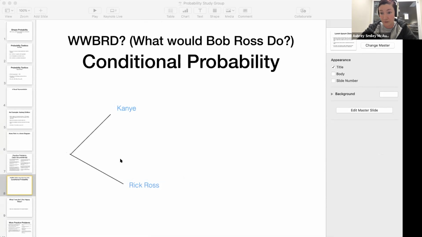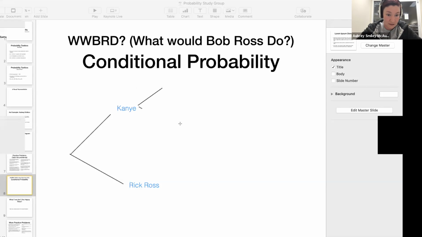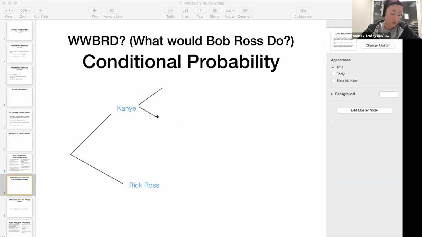However, Kanye and Rick Ross rap about slightly different things. Some of them have a more poppy sound, and some of it's a little bit more traditional R&B. But tonight, we're just going to talk about whether or not the guys are bragging about money or if they're dissing people. So let's say Kanye is dissing people 20% of the time, and he's talking about money 80% of the time.